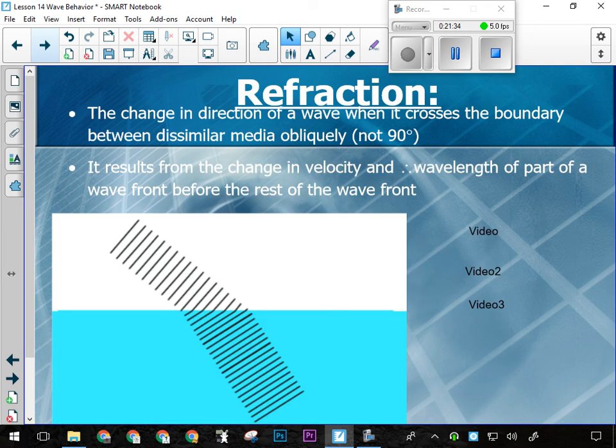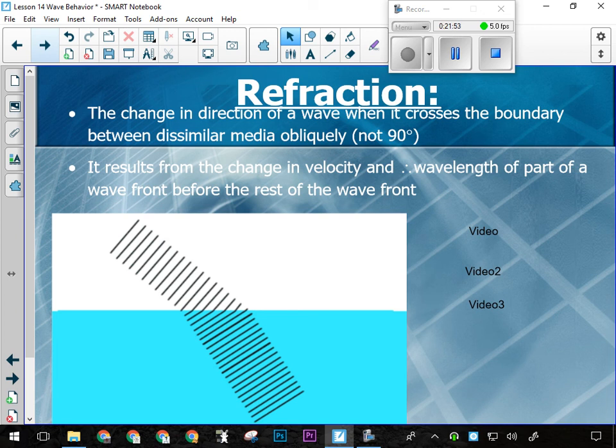When a wave changes direction, that's refraction. We refract the wave and make it change the way that it's going. So refraction is the change in direction of a wave when it crosses the boundary between dissimilar media obliquely. So that's not head on. That's what refraction is, and it looks like this.